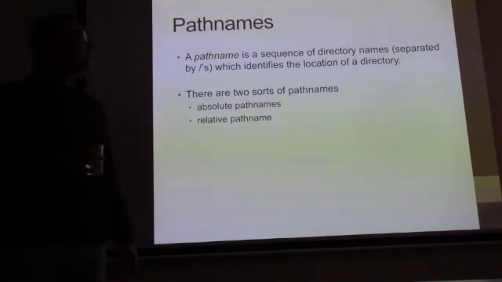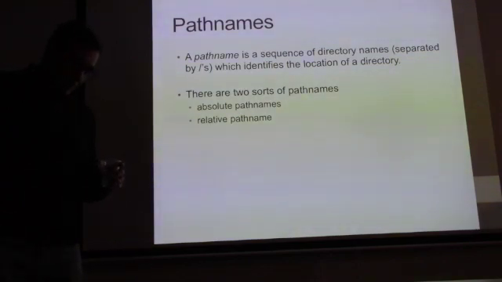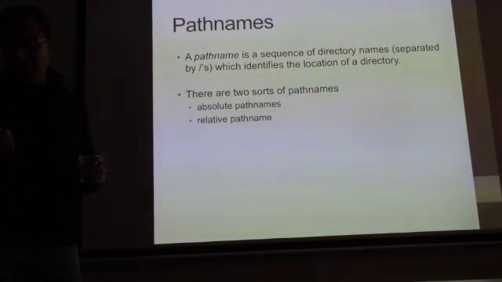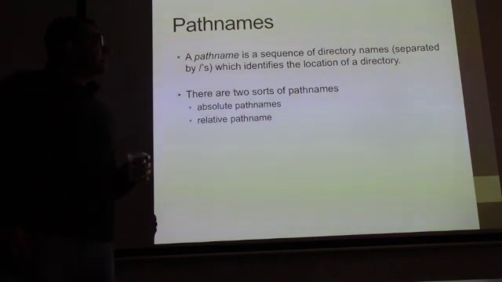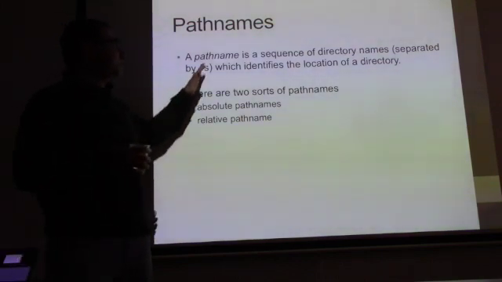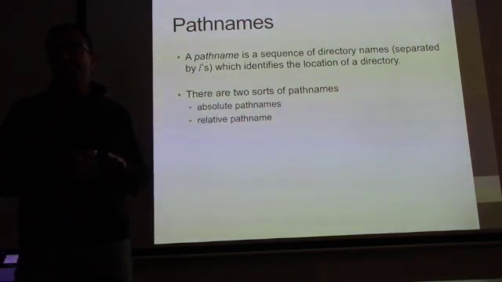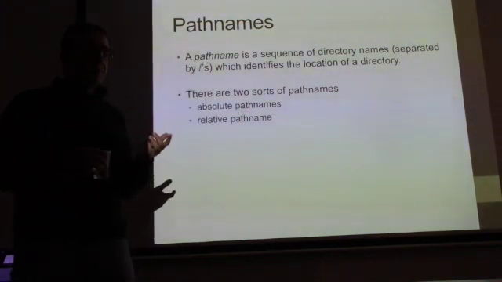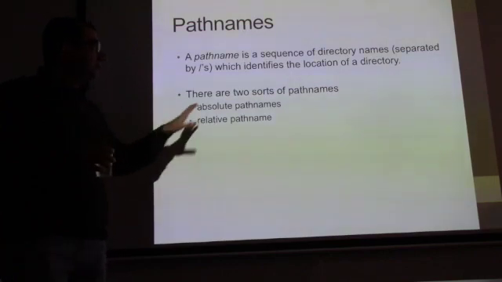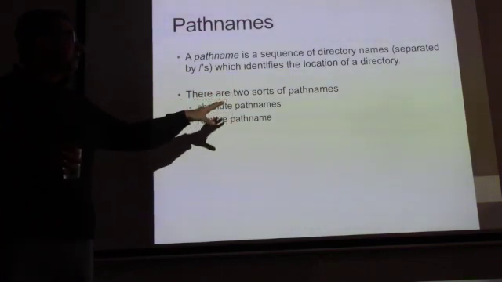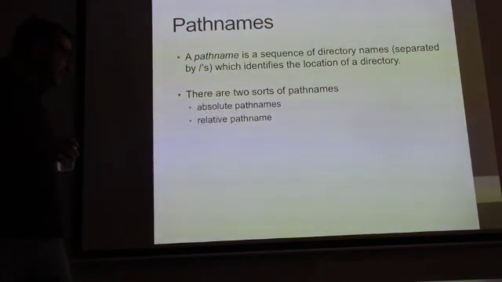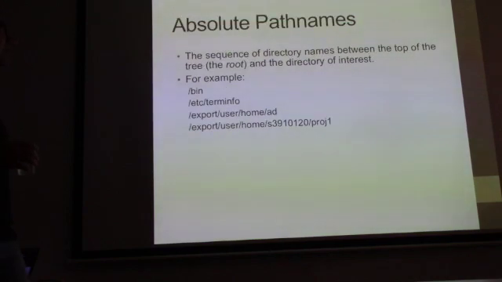Pathnames. This is an interesting concept. What time is it? Just to keep track of time. A pathname is a sequence of directory names separated by these /, which identifies the location of a directory. Here's an example. There are two sorts of path names: the absolute and the relative. This is what it looks like.